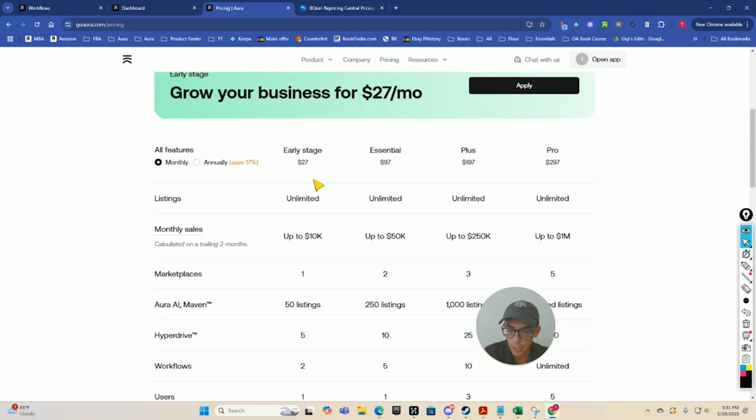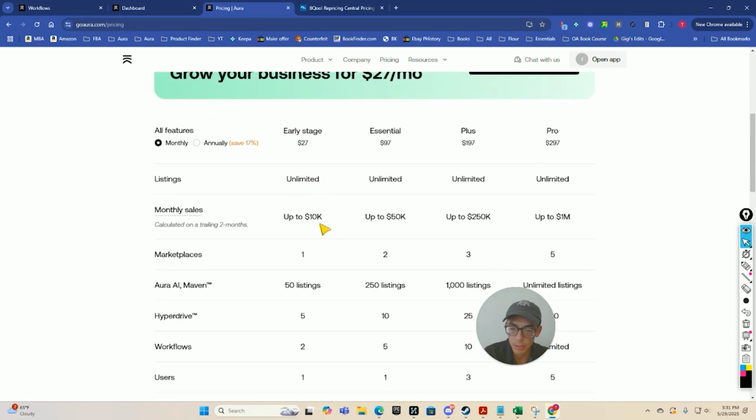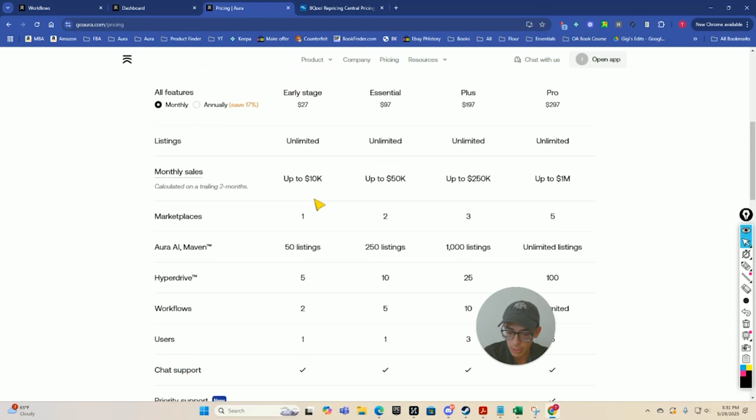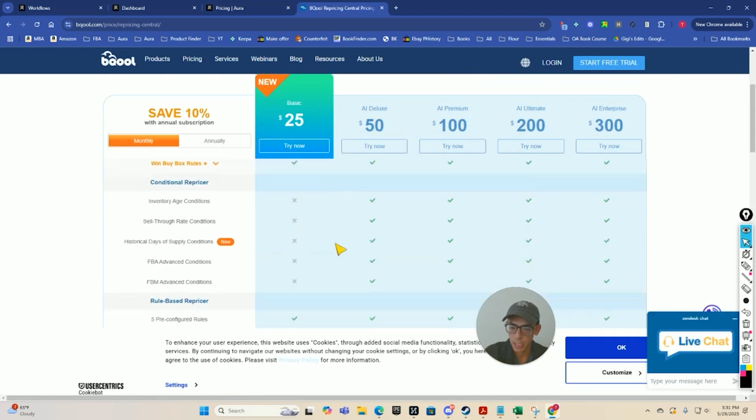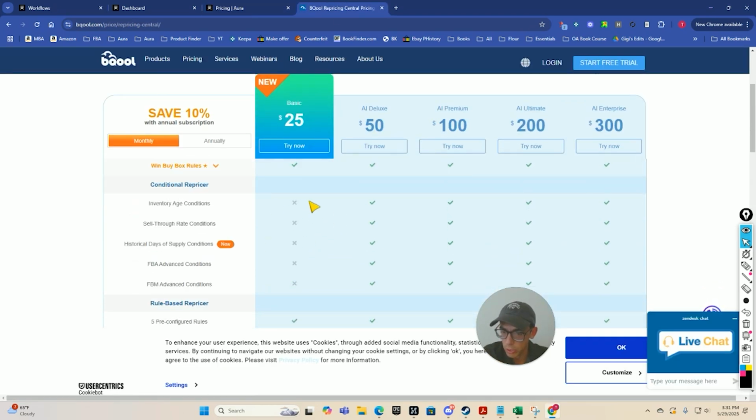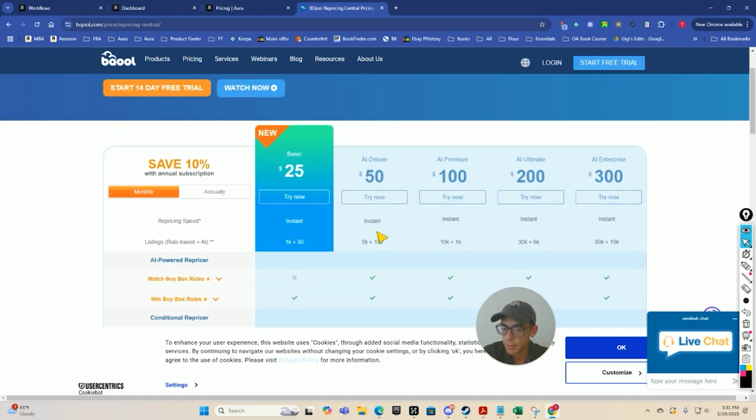Okay. So at $27, if you're under 10,000 in monthly sales, which most people are, you can have unlimited listings. You can have two workflows. So you can access conditional age repricing. Whereas, for example, Be Cool, you don't have inventory age conditions until you get to $50 a month. And even at $50 a month, you only have 5,000 listings.